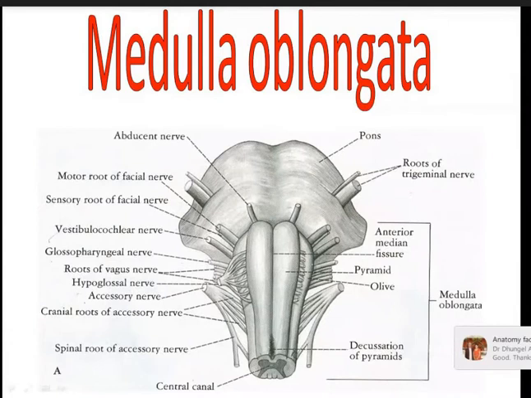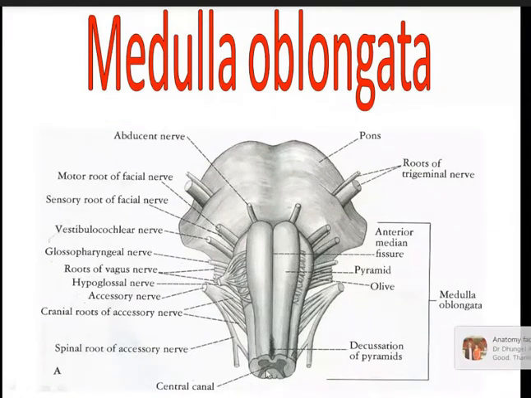Okay. And move on to the medulla oblongata. So today I'll discuss the external features and the internal features of the medulla oblongata. The medulla oblongata is the terminal part of the brainstem, which is the continuation above from the spinal cord.